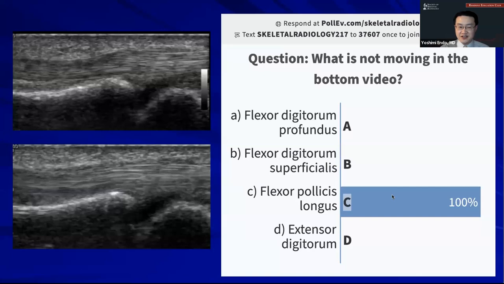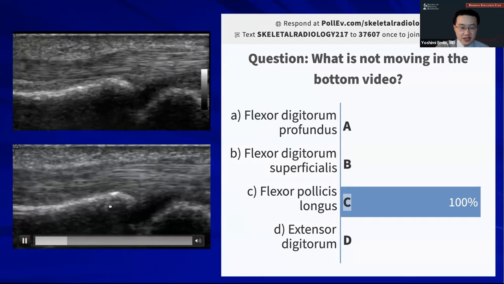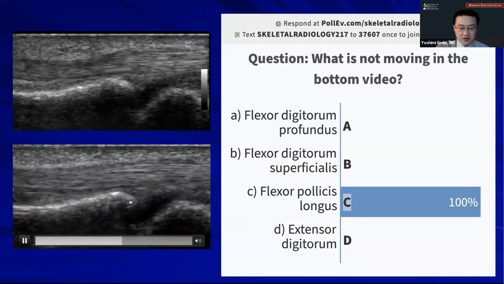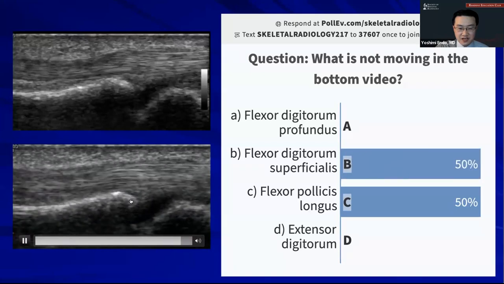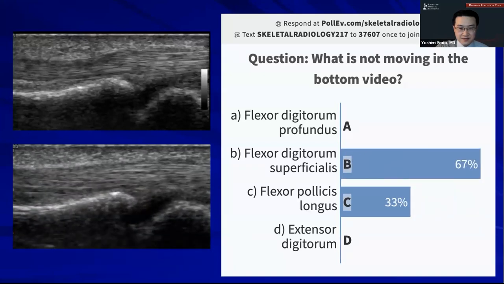Hopefully you guys were listening. The question is, what tendon is not moving in the bottom video? So I already said the answer on the previous slide. Yeah, so you can see that, right?